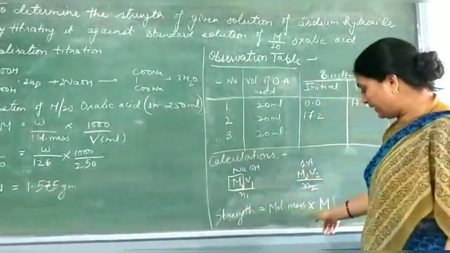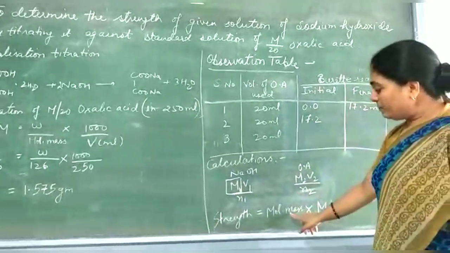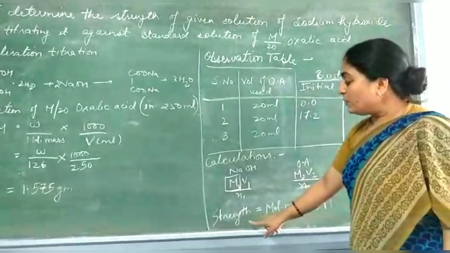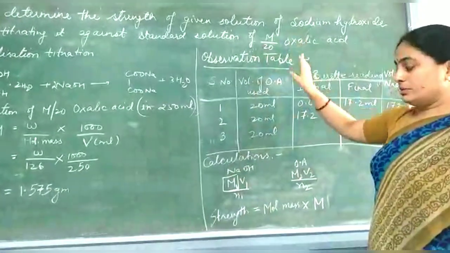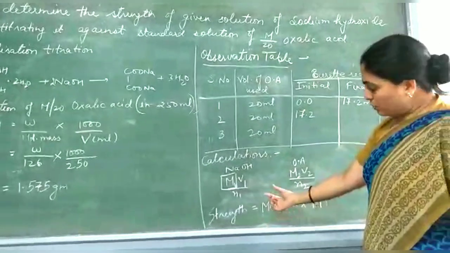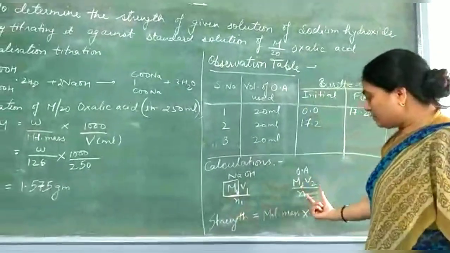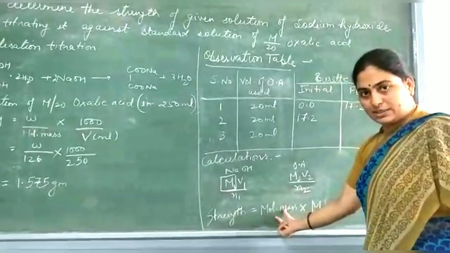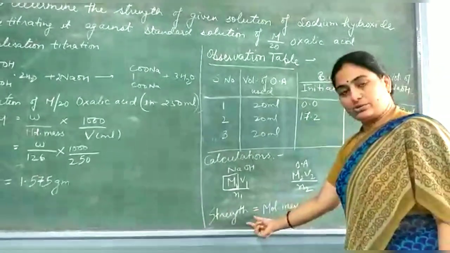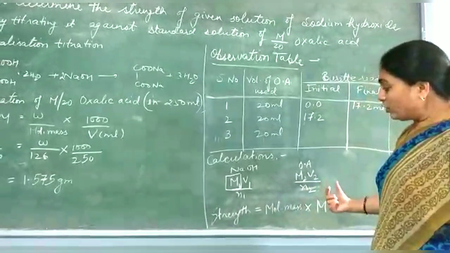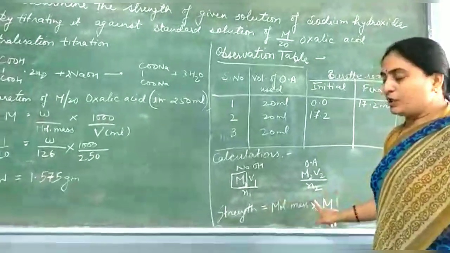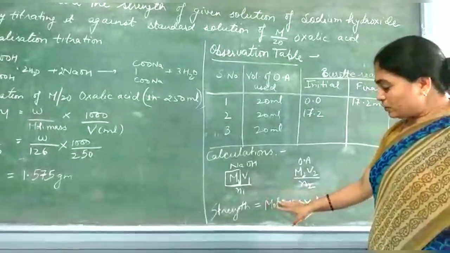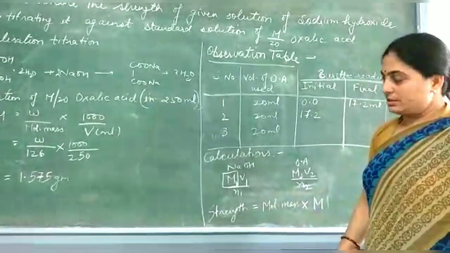Now once this molarity of NaOH has been calculated, multiplying by its molar mass, we can find the strength of this solution, that is NaOH. So whatever the molarity comes out by using this calculation, multiply it by its molar mass, that is 40, and we'll get the strength. In case I am having normality, in place of molecular mass, we are supposed to use equivalent mass. That's it.